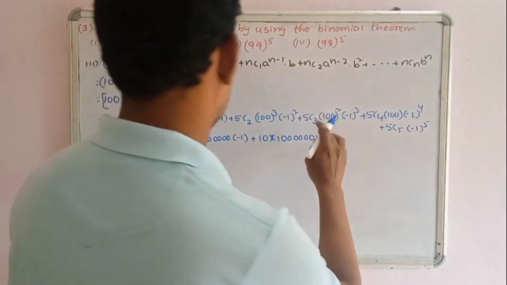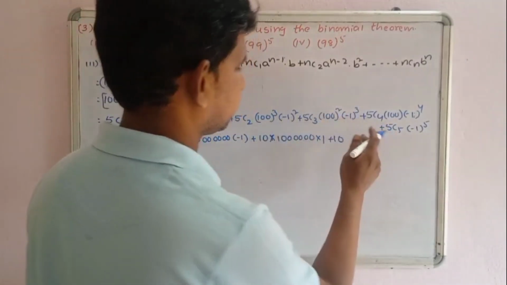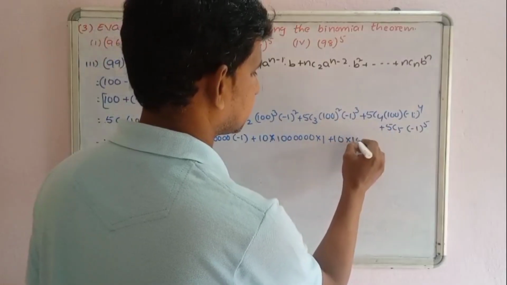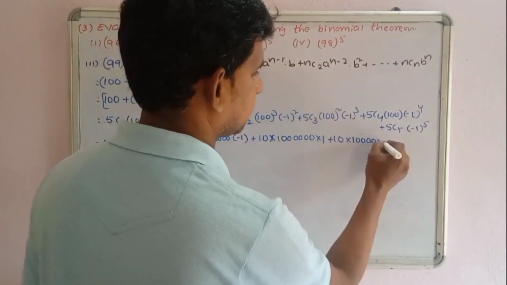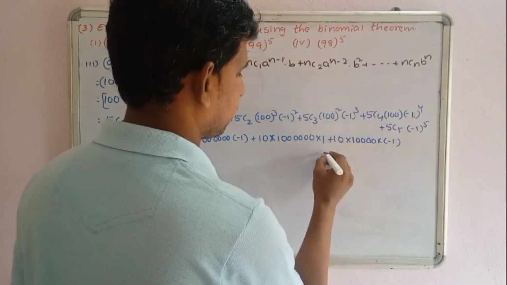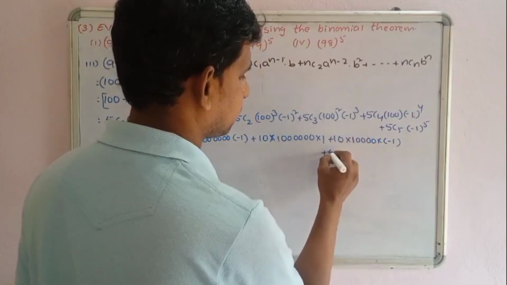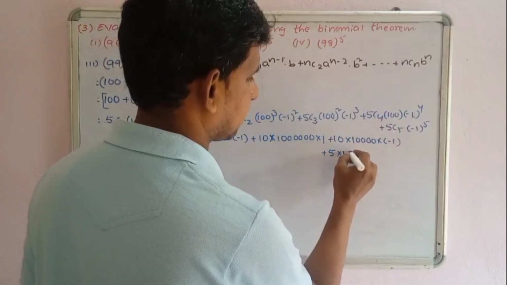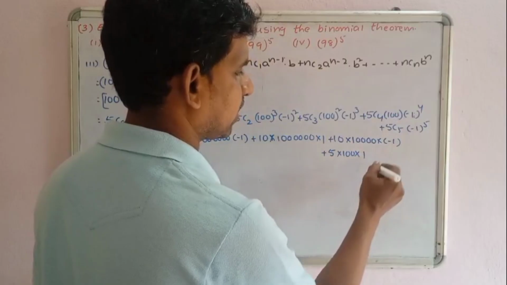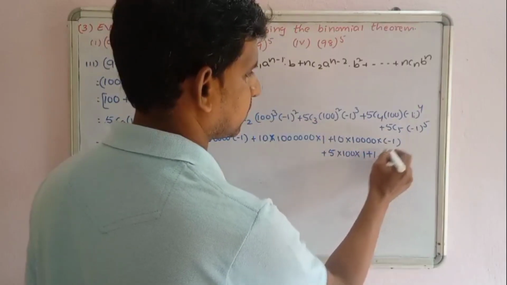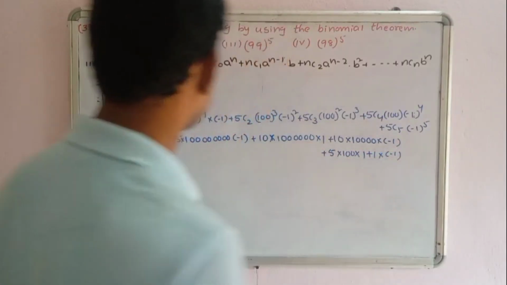So 5c2, 5c3, 10 times 100 square. So 1 to 2 times into minus 1 cube, value minus 1. 5c4 value 5, into 100, into minus 1 power 4, value 1. 5c5 value 1, minus 1 power 5, value minus 1.